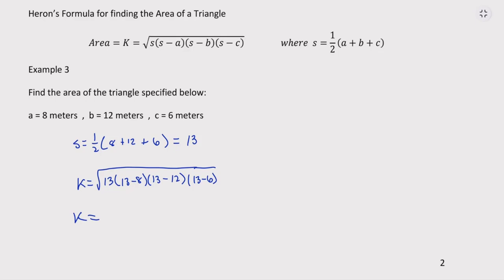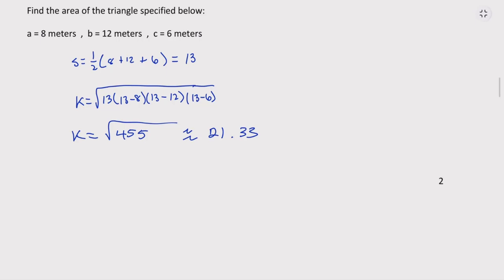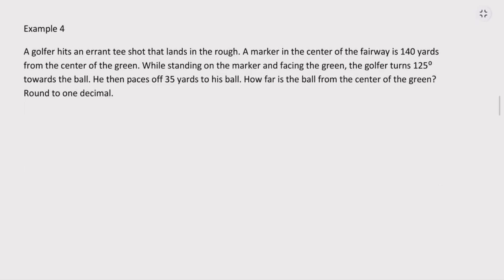And that's going to give you the square root of 455, which is approximately 21.33. Alright, so now let's look at a couple of application problems utilizing what we know.